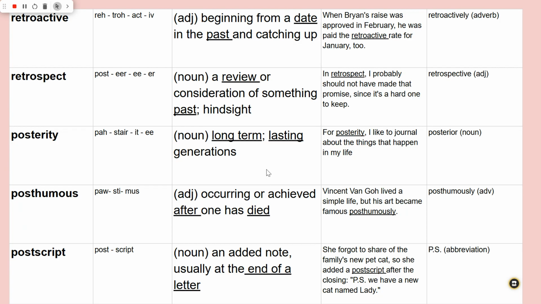And then finally, postscript. Postscript is the PS in a letter. That's almost the only time we use postscript. But it's an added note, usually at the end of a letter. It could be at the end of some instructions, or I put them at the end of my test sometimes. But it's the PS of a letter.